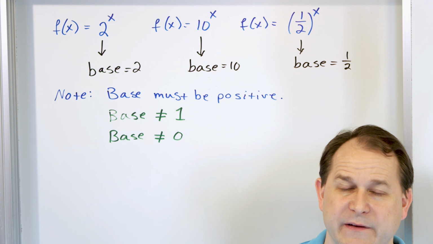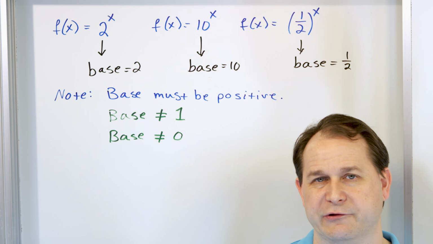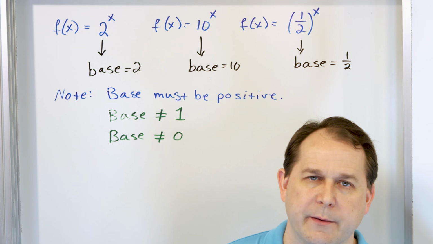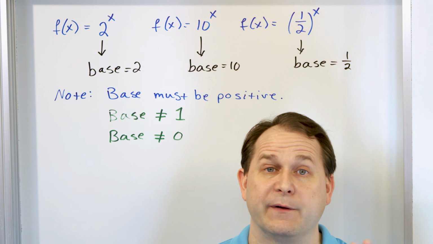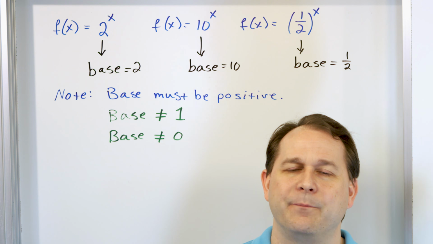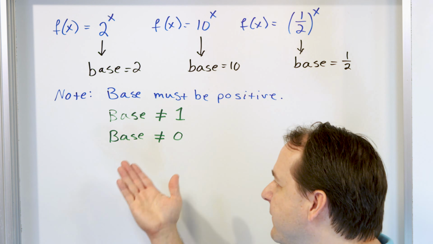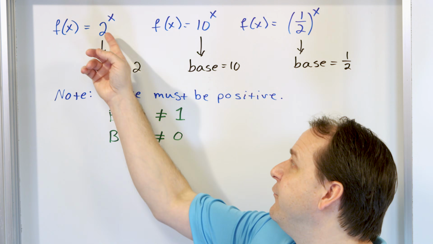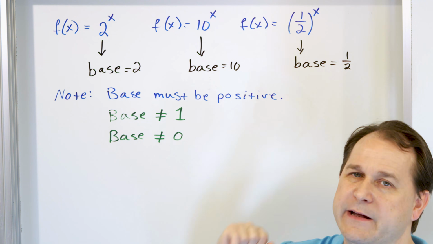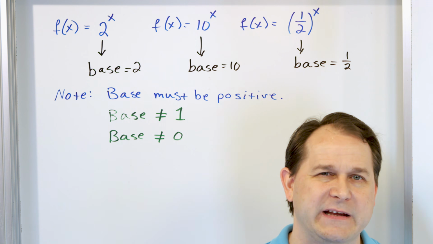If you put a 0 in for the base, you're still not going to get an exponential function. Any other positive number is going to give you an exponential function with varying shapes. Now, you might be wondering, what happens if the base is negative? What if I put a -2 for the base? What if I put a -10 for the base? I'm going to save that for the end of this lesson.